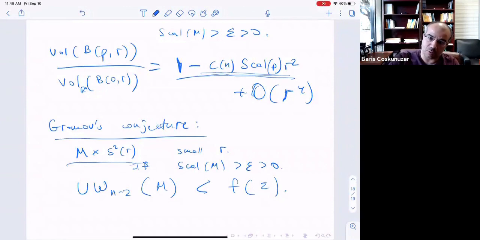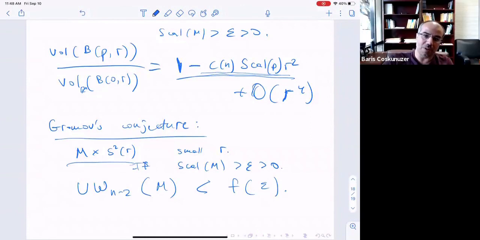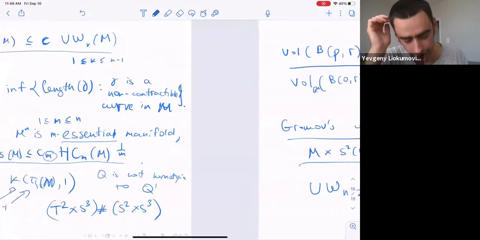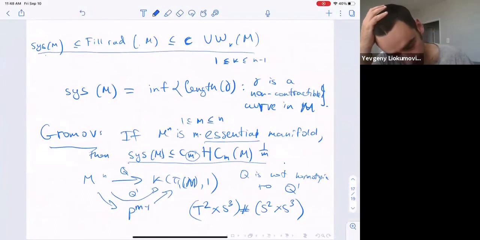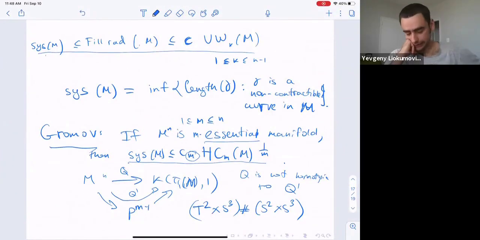Systole is okay, but systole is very weak in some sense. Urysohn n-1 width is very nice, but it's very hard to get this. But some other metric geometry? You're interested in the lower bound. Yes, the upper bound is fine, but the lower bound is very interesting for us.